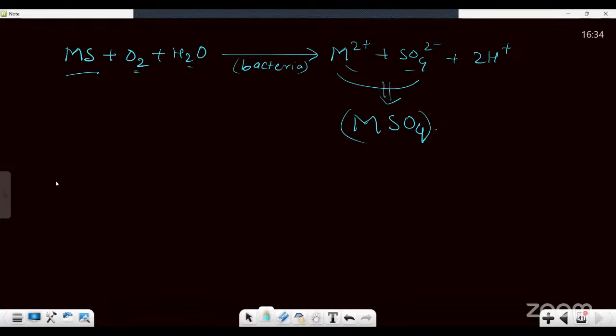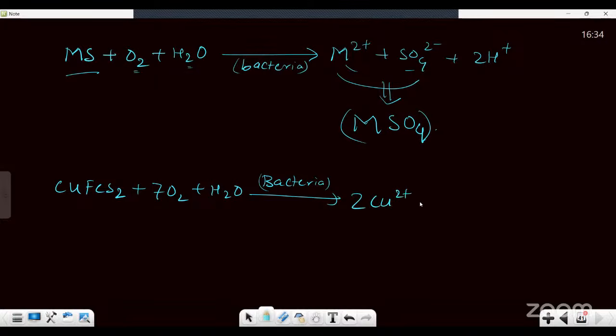So this is basically the idea of bacterial leaching, right? Let us take an example. If I take chalcopyrite, CuFeS2, then in the presence of water and oxygen, and in the presence of bacteria, whatever bacteria we discussed, you will get Cu2+ plus 4 times SO4 2- plus 2 times Fe2+ and H+. So this you will basically get.